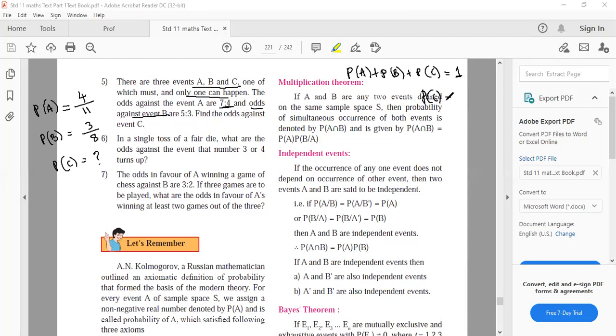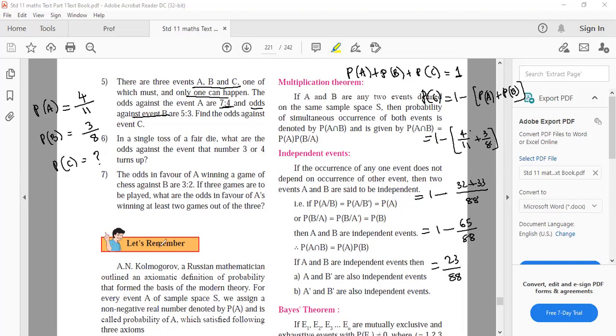So probability of C will be 1 minus probability of A plus probability of B. Yes, somebody has given an answer. So 1 minus 4 by 11 plus 3 by 8. So 1 minus 32 plus 33 on 88. 1 minus 65 upon 88. That is equal to, when you subtract, how much you'll get? 23 by 88. So probability of C is 23 by 88.